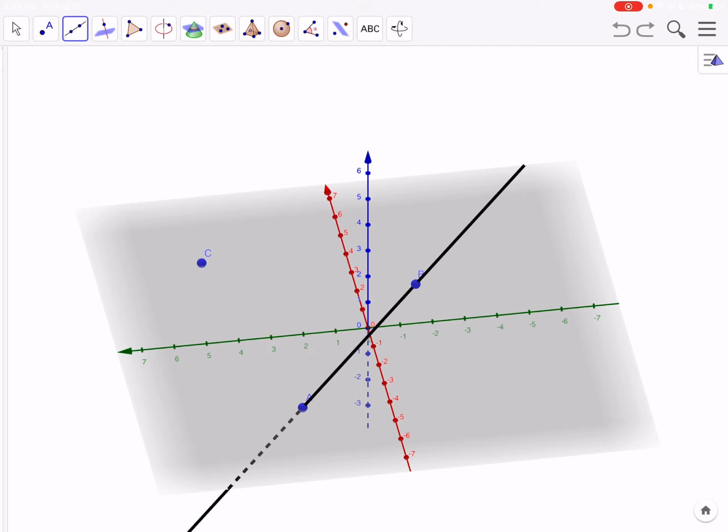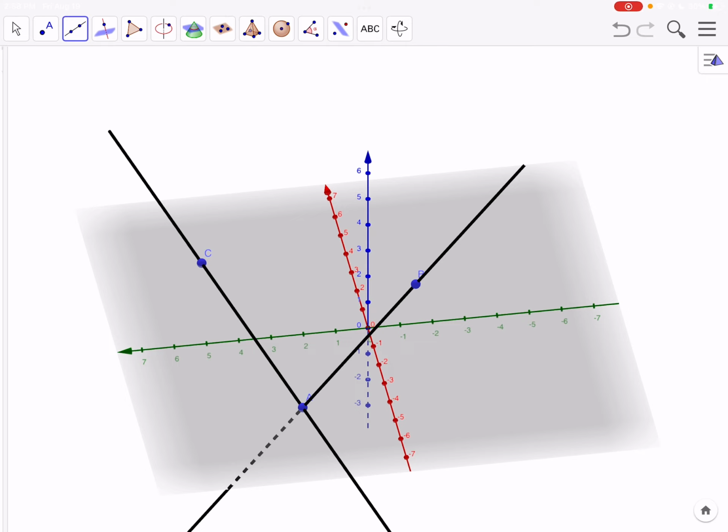I can undo that. The line is not drawn right now, but it does not have to be drawn to exist. So we would say A and C are, in fact, collinear. They can and they do share a line together. We just have to draw it for us to be able to see it.